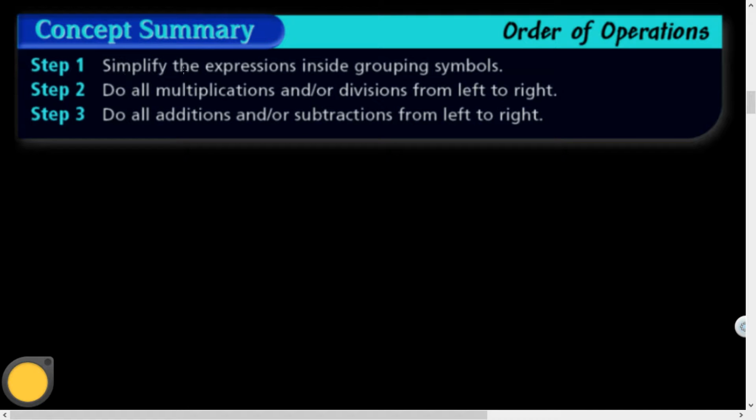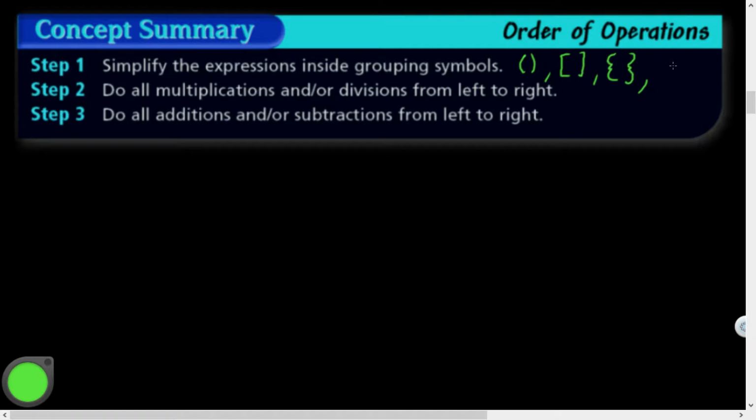So step 1, simplify all the expressions inside grouping symbols. So what are some grouping symbols that you know of? Anybody? What groups things together? Pemdas? Yeah, in Pemdas, what does the P stand for? Parentheses. So parentheses are grouping symbols. Sometimes you'll have square brackets. Sometimes these ones, it takes me a long time to get used to this, the curly brace or bracket, I think.